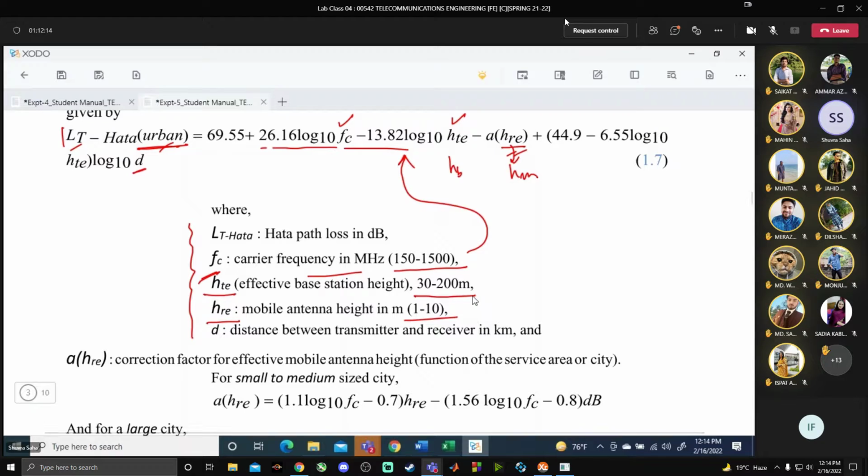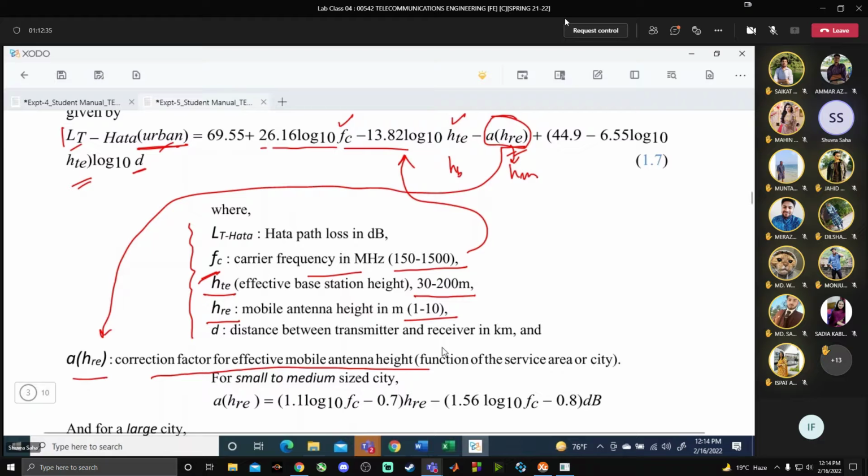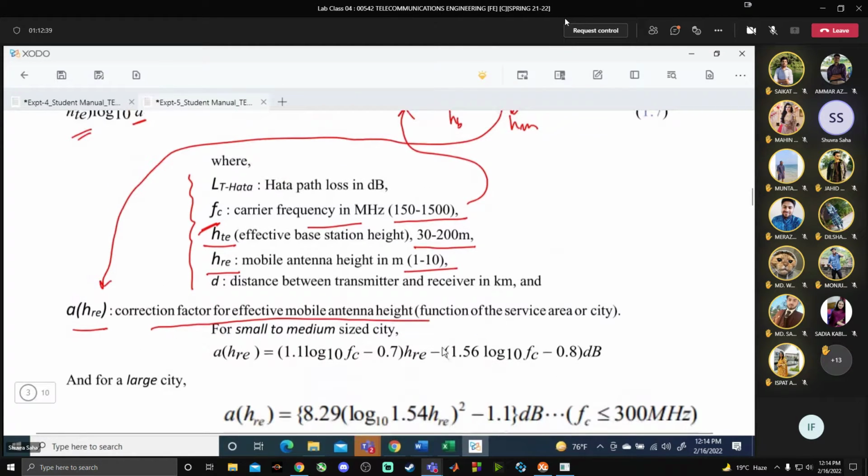This is also very common, and D is the distance between these things. Now in this equation, to calculate this, you see there is a function here, A of HRE. This function has an equation. Using this equation you can calculate. It is called the correction factor for effective mobile antenna height. Since it is a bit above ground level, some correction factors come into this equation, and this is its equation.